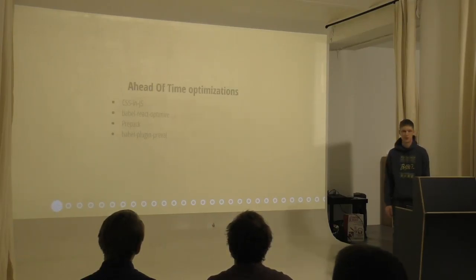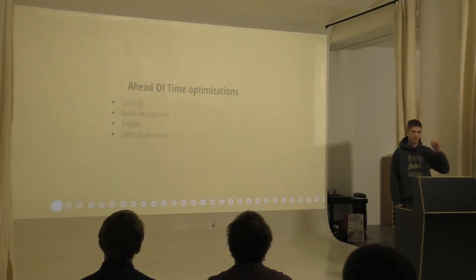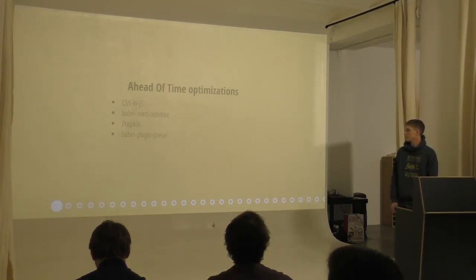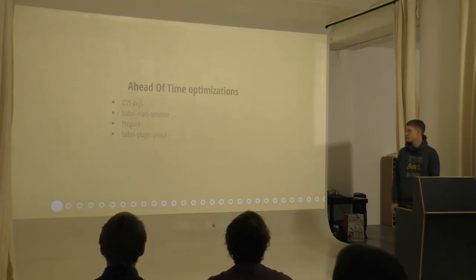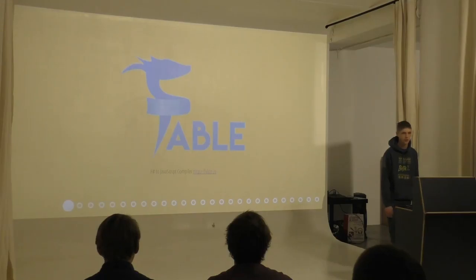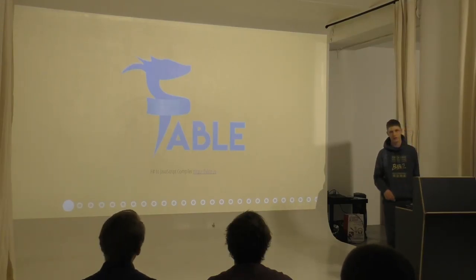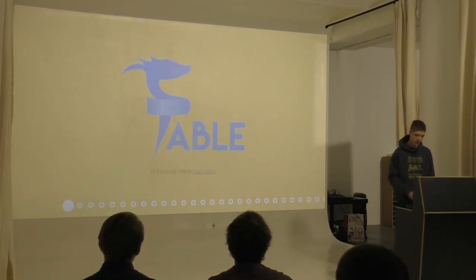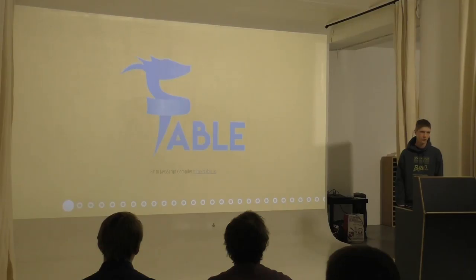This is quite specific. We have a lot of compiler optimization plugins, like Prepack. Prepack is built on top of Babel. I guess you know it, so it's pretty cool. We also have another platform built on top of Babel, which is Fable. You can transpile your F-sharp into JavaScript with Babel. So in case you do F-sharp, you can use it. It's pretty cool.